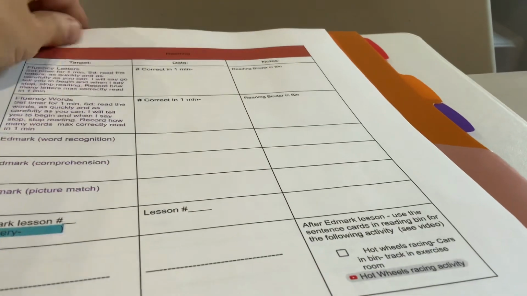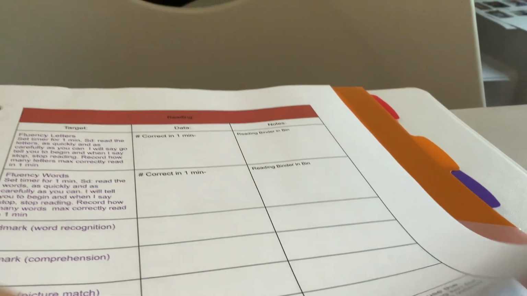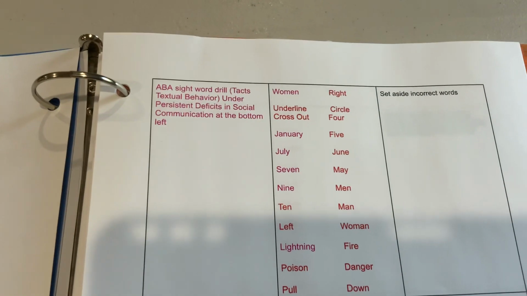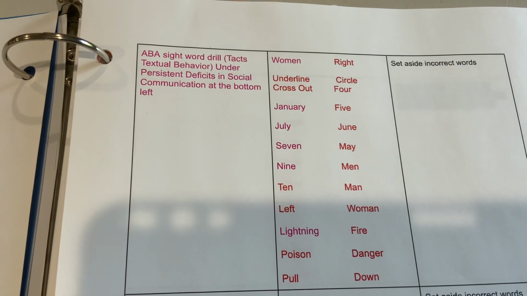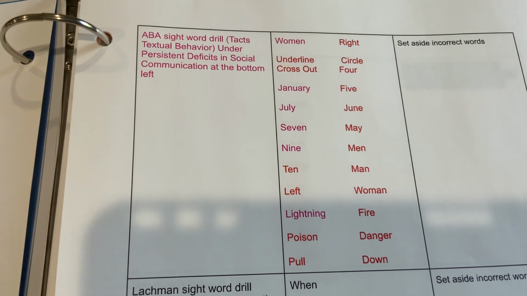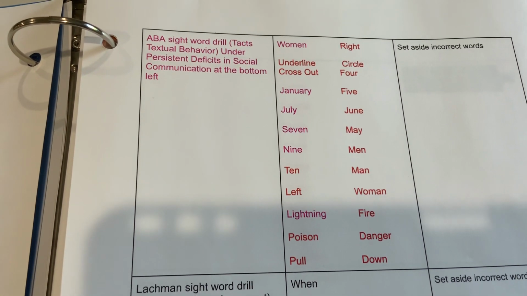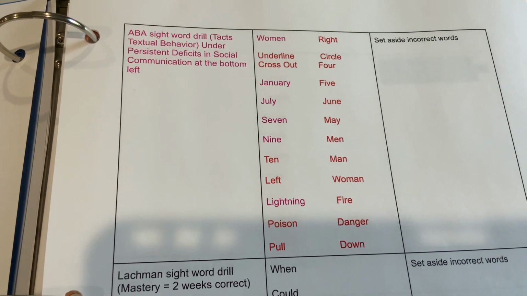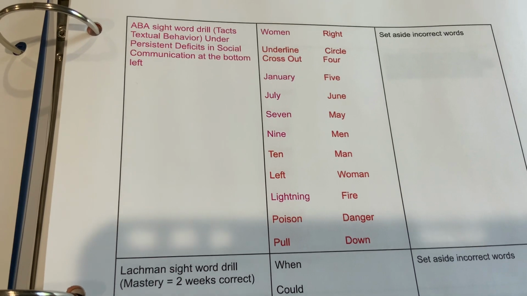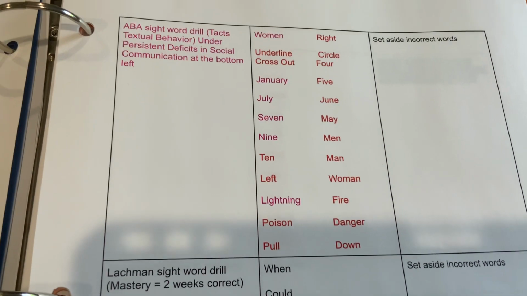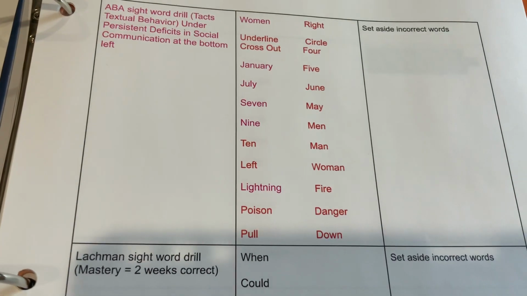Okay, so for reading, I'm just gonna go through because there's a couple. All right, so this is new too. So this is a target that's pink, which means it's in Hierassmus. So textual behavior is what it's written as in Hierassmus, and the place to find it is under persistent deficits in social communication. It's at the bottom left. I should have put the letter. I don't know if that's B or D because there's little tiny letters, but I'll try and go back and do that.